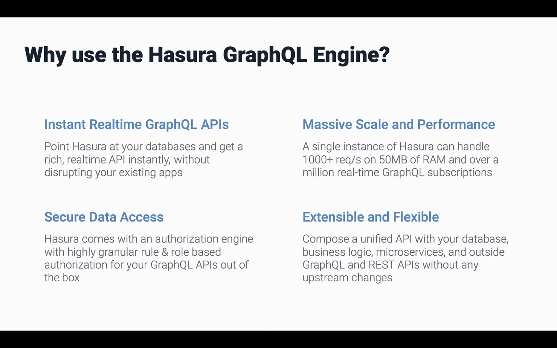A Hasura GraphQL engine deployment can handle the same request rates and real-time subscriptions at a fraction of the cost. Hasura took things further by adding an authorization engine for highly granular security and many ways to define those roles and rules. Finally, Hasura GraphQL engine added actions, event triggers, and remote schemas, or federation, to provide outside data and business logic for full customizability of your API.